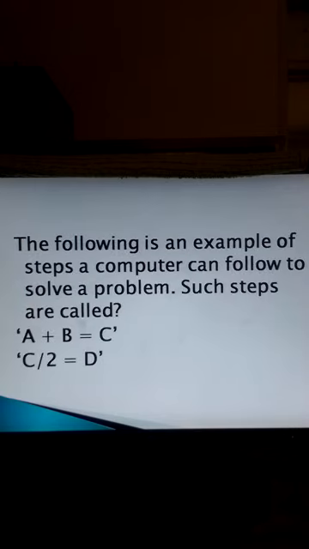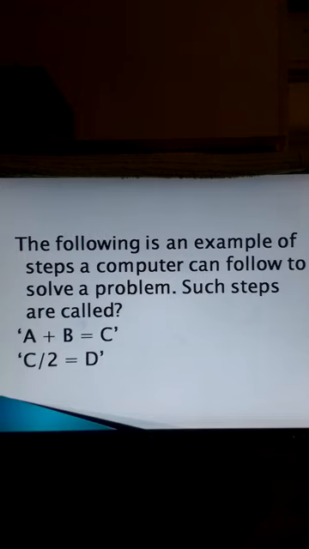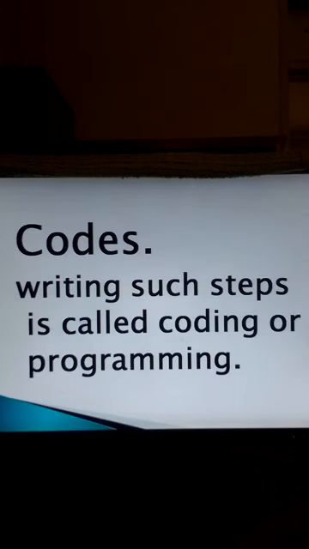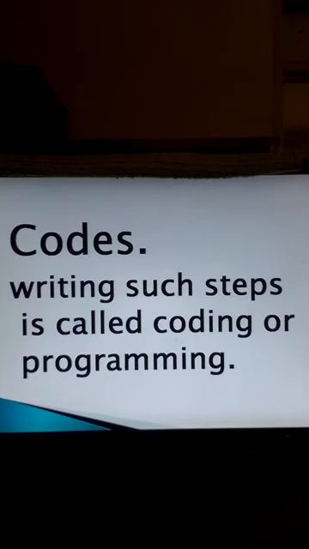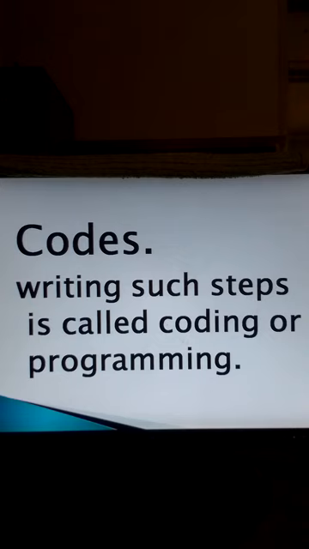The following is an example of steps a computer can follow to solve a problem. Such steps are called, now we have these steps: A plus B is equal to C, and C divided by 2 is equal to D. Now, these steps that a computer can follow to solve a problem are called codes. And writing such steps is called coding or programming.